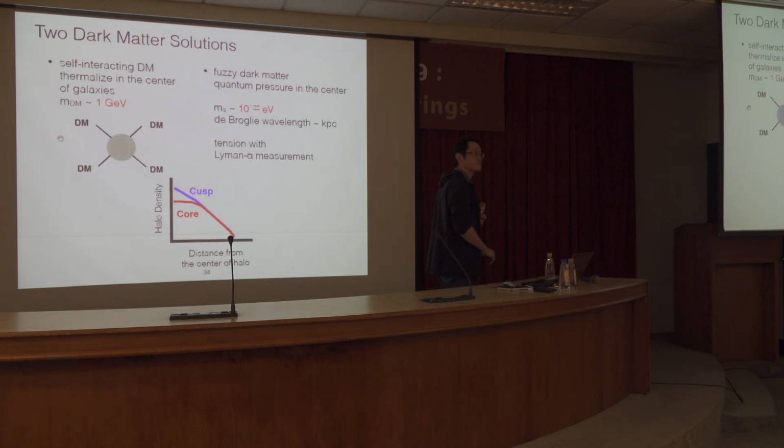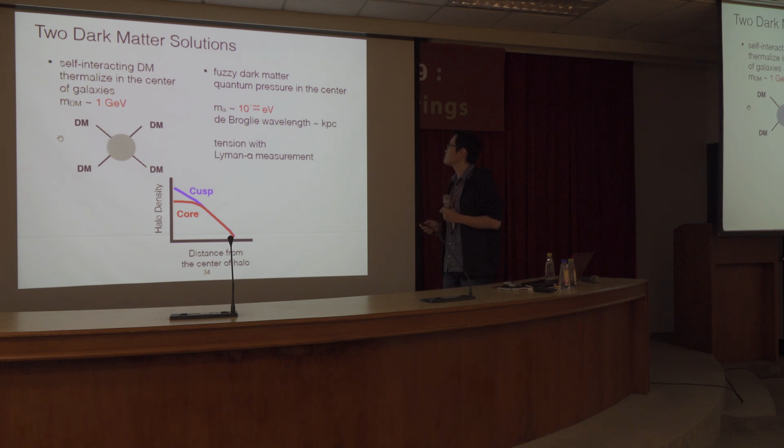How do we solve that? There are several dark matter models. Here I mention two. One is self-interacting dark matter. They just thermalize in the center and make the cusp into a core. When they thermalize, you solve the system with gravity, and you will find that this is more of a thermalized system. And the mass of the dark matter is roughly 1 GeV.